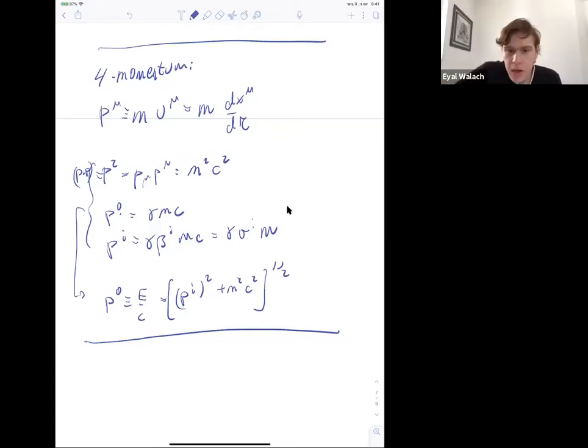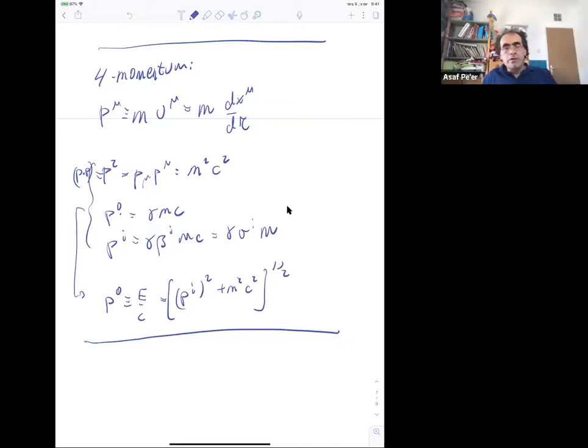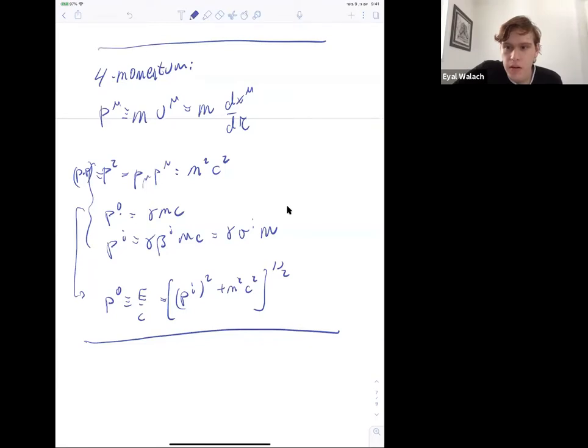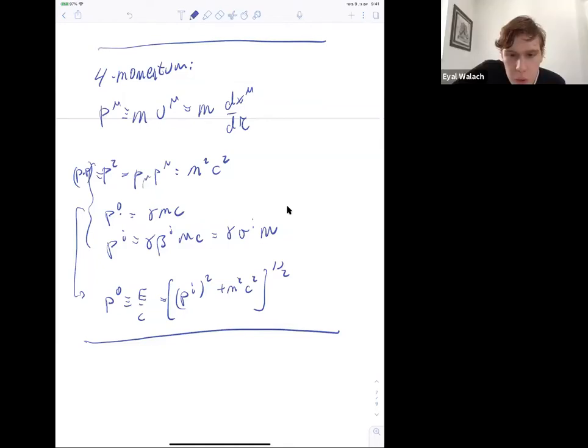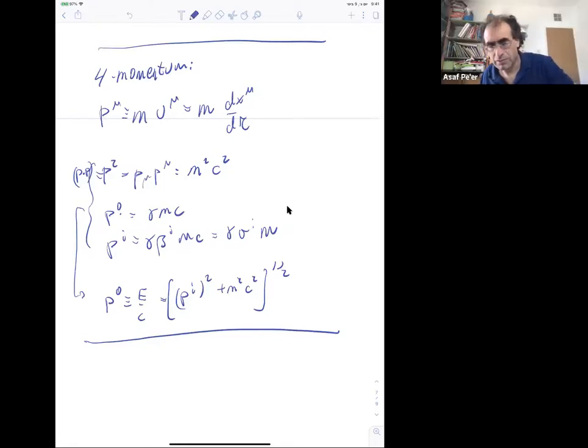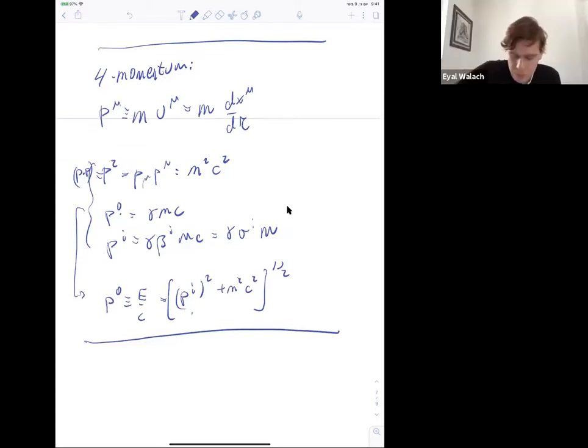Right, p_i squared. You mean p_i? I'm sorry, I stopped hearing you. Now can you hear me? Yeah, I can hear you. Yeah, go on. When you write p_i squared, you sum over all i's, right? Yes, of course. It's p1 squared plus p2 squared. All right.